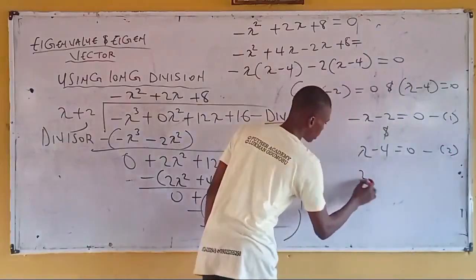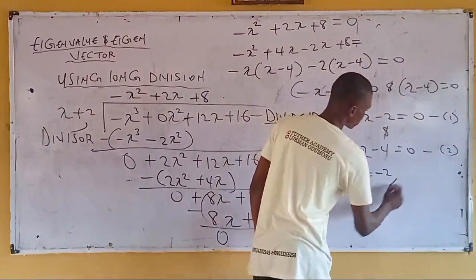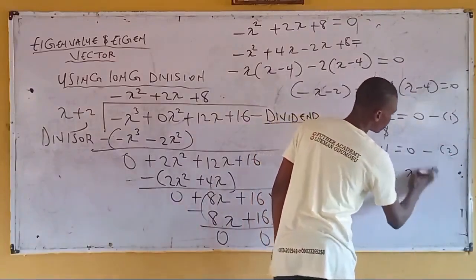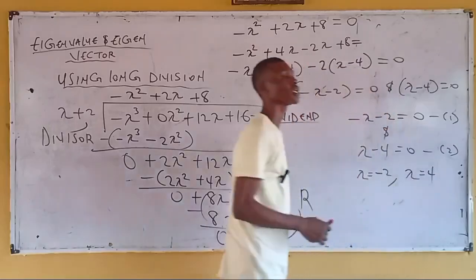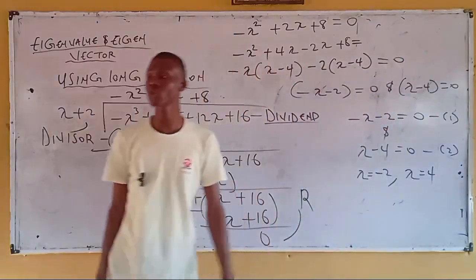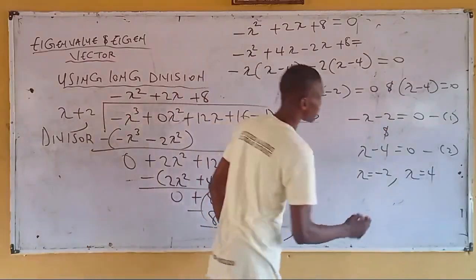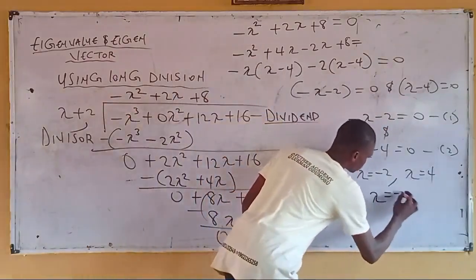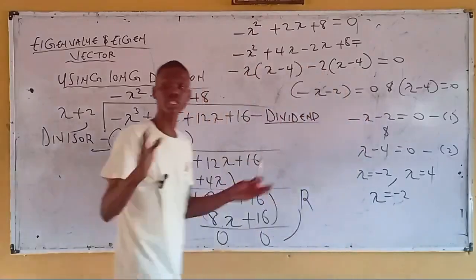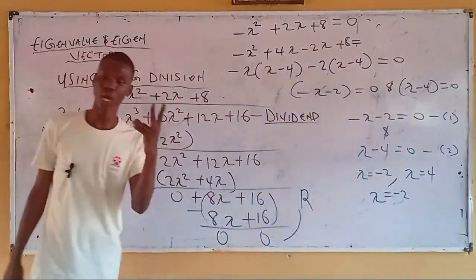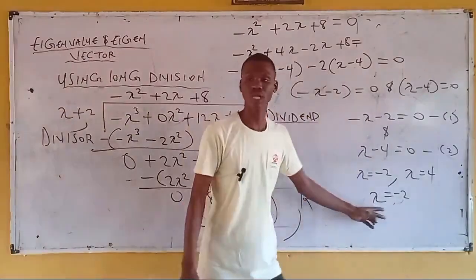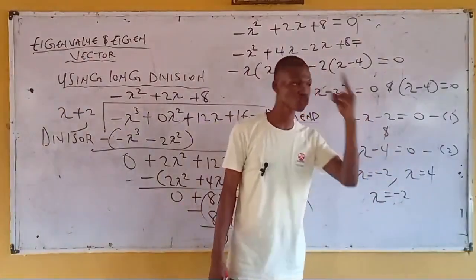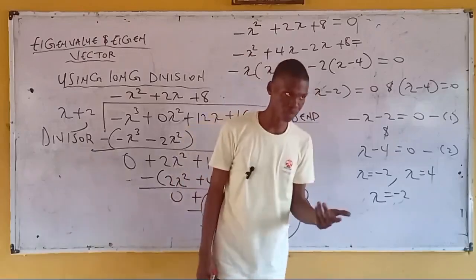From 1, what's lambda? Minus 2. Then from 2, lambda is equals to what? 4. And the value we got initially using trial and error was what? It was minus 2, right? So meaning that lambda is equals to minus 2. The root of this equation now, we obtain lambda twice. Lambda is equals to negative 2 twice and positive 4.